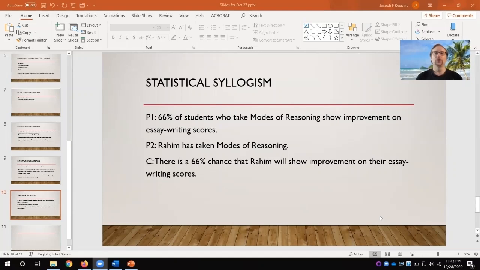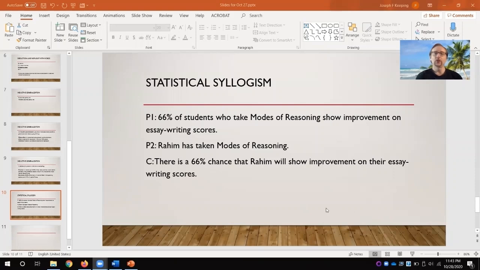It's called a statistical syllogism because that's really hard to say. No, wait, that's not why it's called a statistical syllogism. It's called a statistical syllogism because it has the same form as the deductive syllogism that I showed you a few moments ago, except it uses statistics.